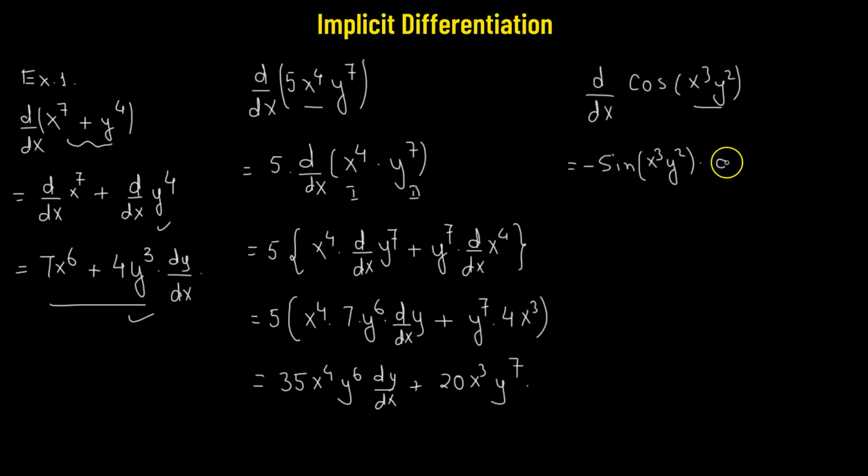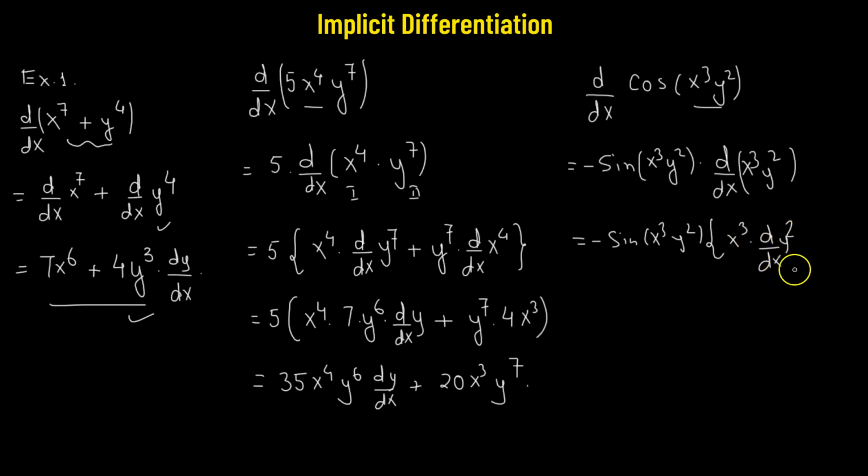So this will be multiplied to the derivative with respect to x of our assumed value, which is x cubed y squared. So we will use the product rule. So we have negative sine of x cubed y squared. So this will be x cubed times derivative with respect to x of y squared plus y squared times derivative with respect to x of x cubed.